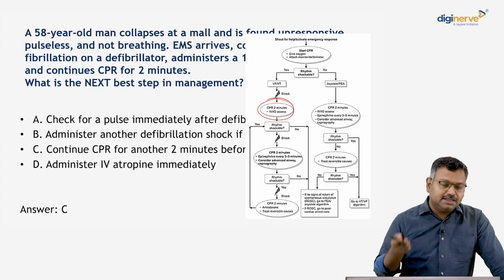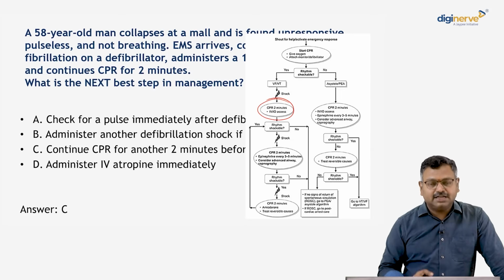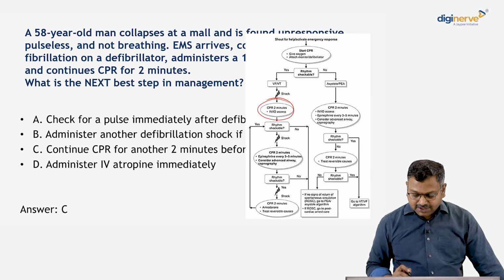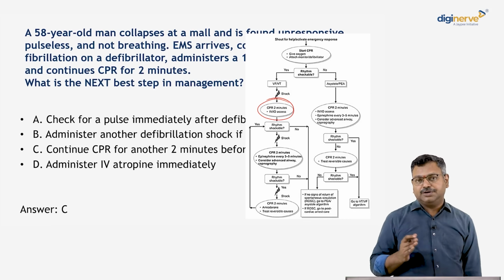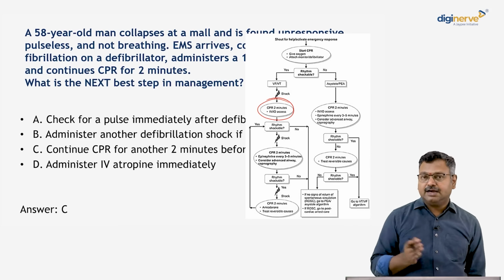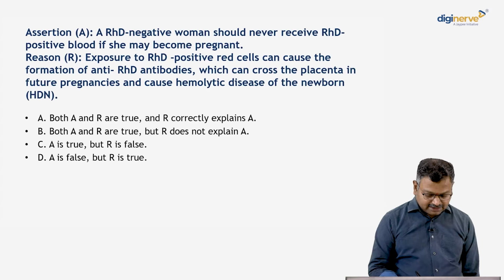If the rhythm is shockable, then you do the same thing. So 2 minutes of CPR is mandatory, not that we continuously do defibrillation. You would require to monitor them. So again, remember, sudden cardiac death could be due to cardiomyopathy, could be due to ischemia, could be due to a massive MI. In a young patient, it could be due to Brugada syndrome, WPW syndrome, or ARVD.